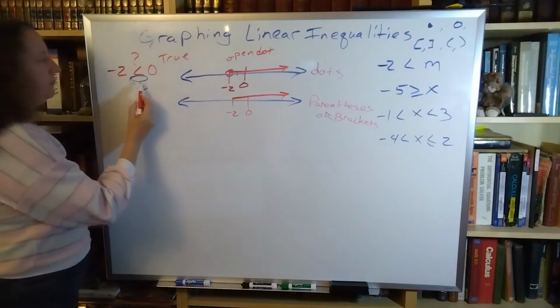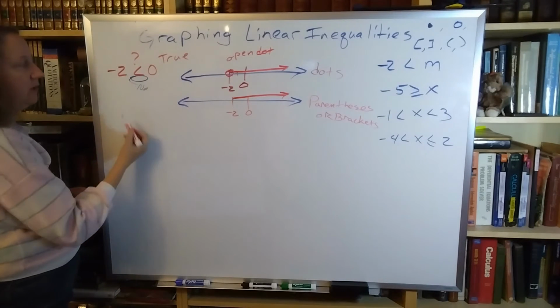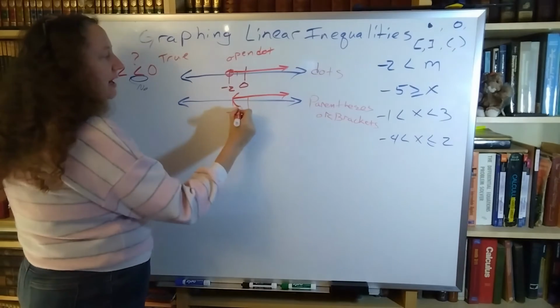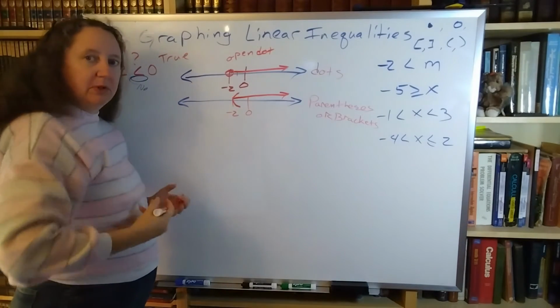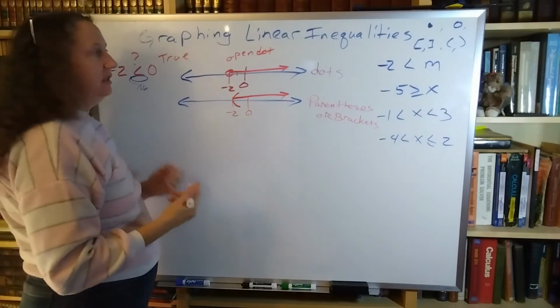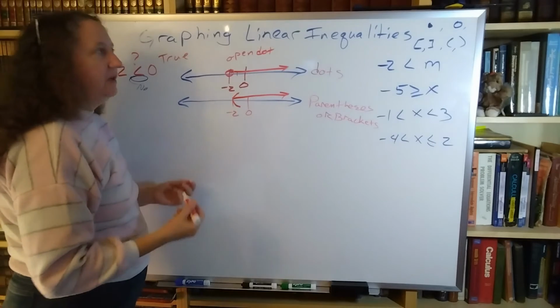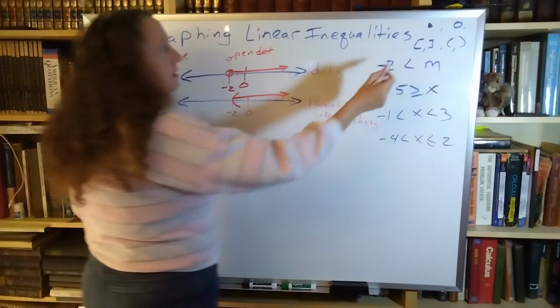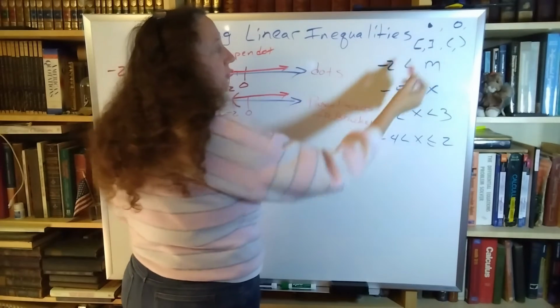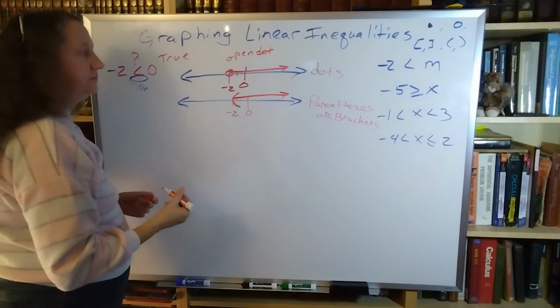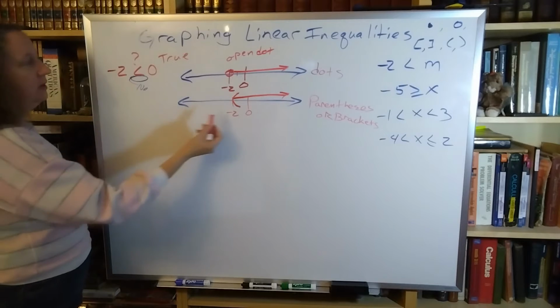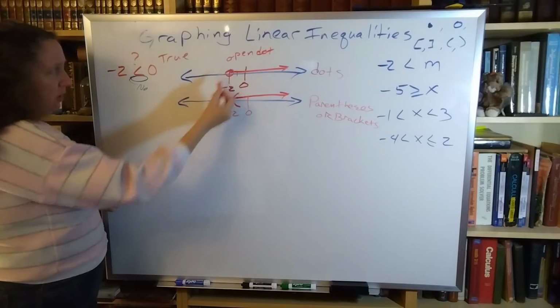And then I look for, do I have an equal to part there? No, I do not. So I'm going to use my round parentheses. The round parentheses tell you it does not equal. The open dot tells you does not equal. The closed dot and the squared off brackets, those mean do equal. So here I did not have an equal to part, so it's the round parentheses, open dot.